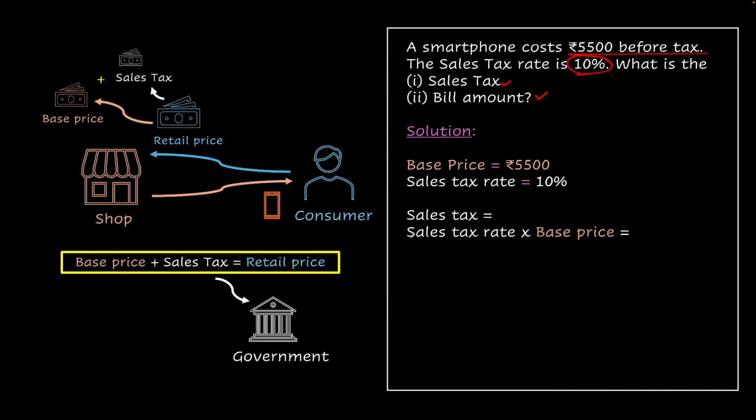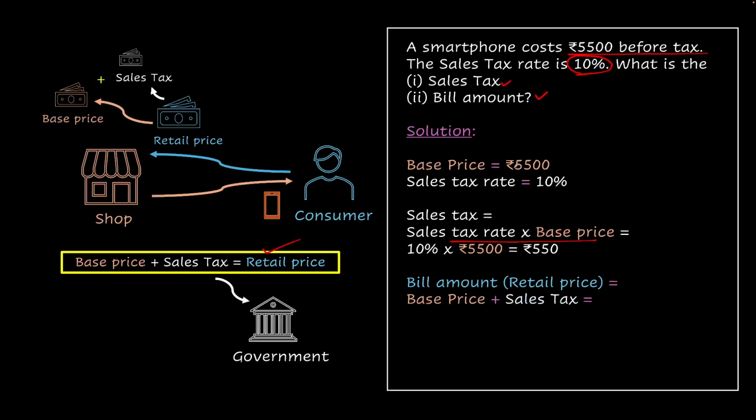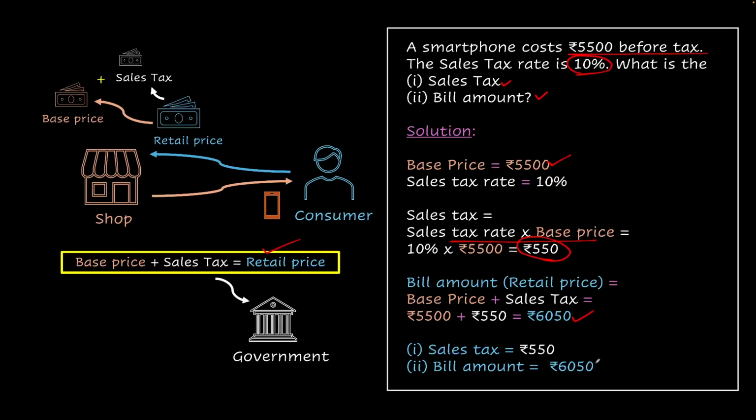The sales tax would be the sales tax rate multiplied by the base price, and that's going to be 10% times 5,500, which is 550 rupees. So the total bill amount, which is the retail price, would be base price plus sales tax. The base price is 5,500 and the sales tax we found to be 550 rupees. So that's going to be a total of 6,050 rupees. So our answer is sales tax is 550 and the bill amount is 6,050 rupees.